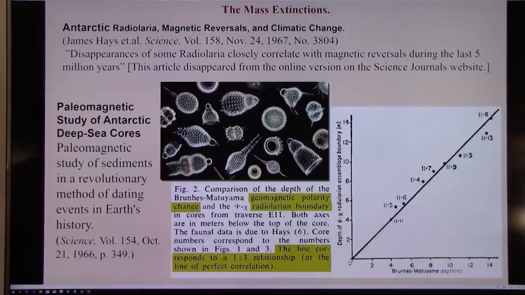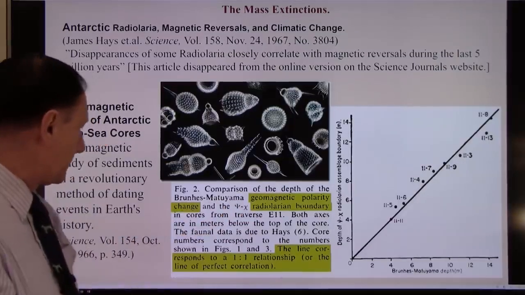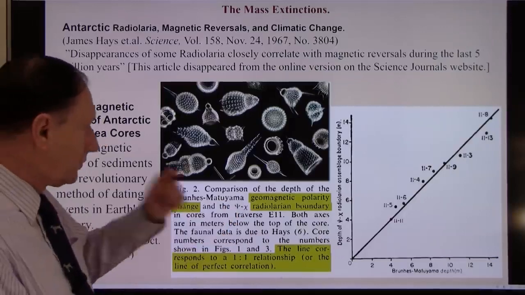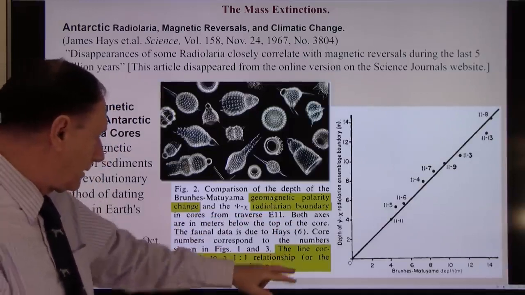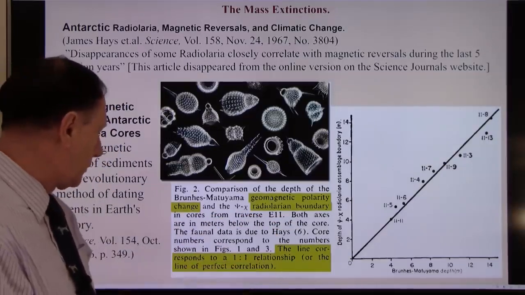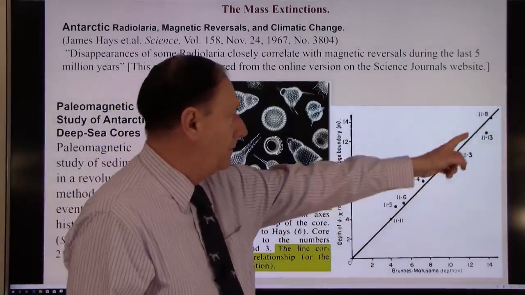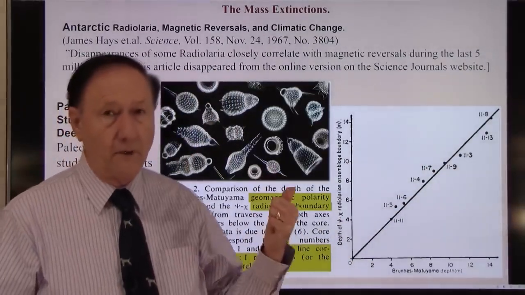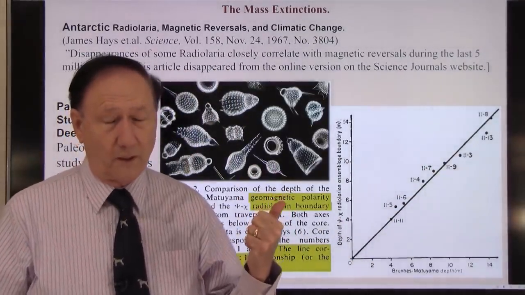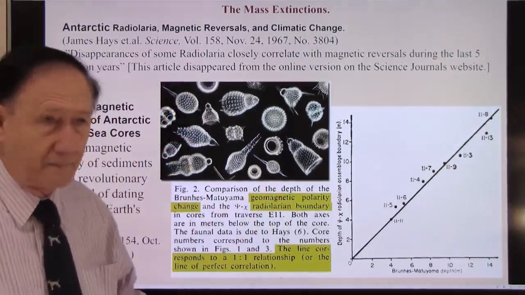Other article, paleomagnetic study of Antarctic deep sea cores. And there's another reference here for you, and that came from here. Geomagnetic polarity changes, and those are the two reversal periods. Radiolaria boundary, the line corresponds to a one-to-one relationship or the line of perfect correlation. Extinctions and magnetic reversals. There's no question, the extinctions happen at the time of the reversals. There are a lot more journal articles that say the same thing. Not the few I've shown you here, a lot.